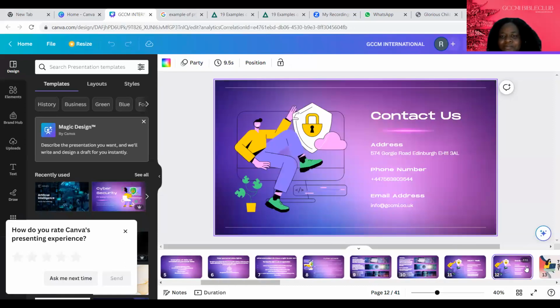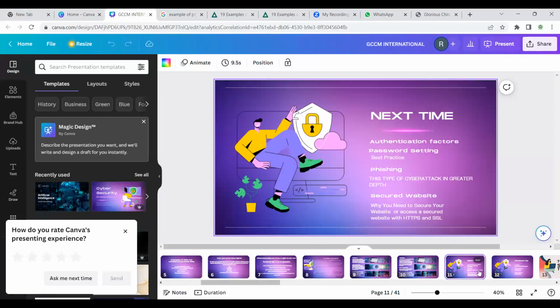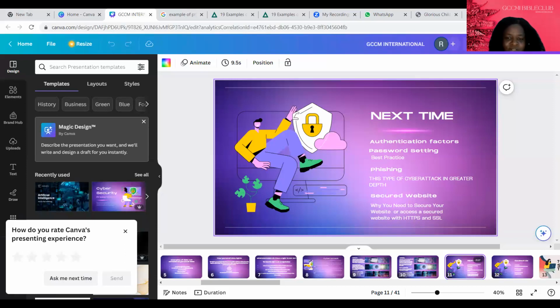We'll be looking at authentication factors, what they are and how we create them. We look at that in full depth, and then we'll be looking at password setting, how to set your password, and phishing, because this is one of the major cyber attacks that criminals use online. And then secure websites, how to identify them. I've mentioned it anyway, but we go into that in detail. We show you an unsecured one and a secure one, so you know the difference between the two.